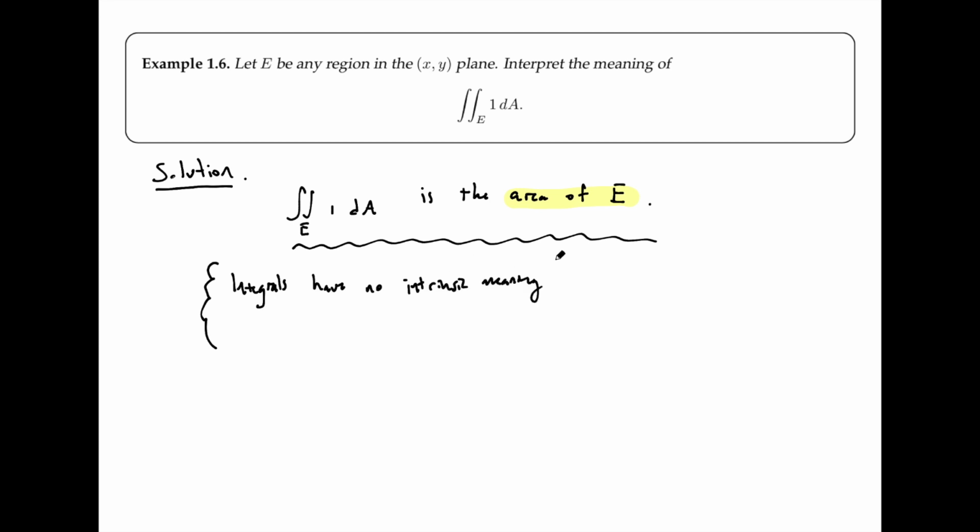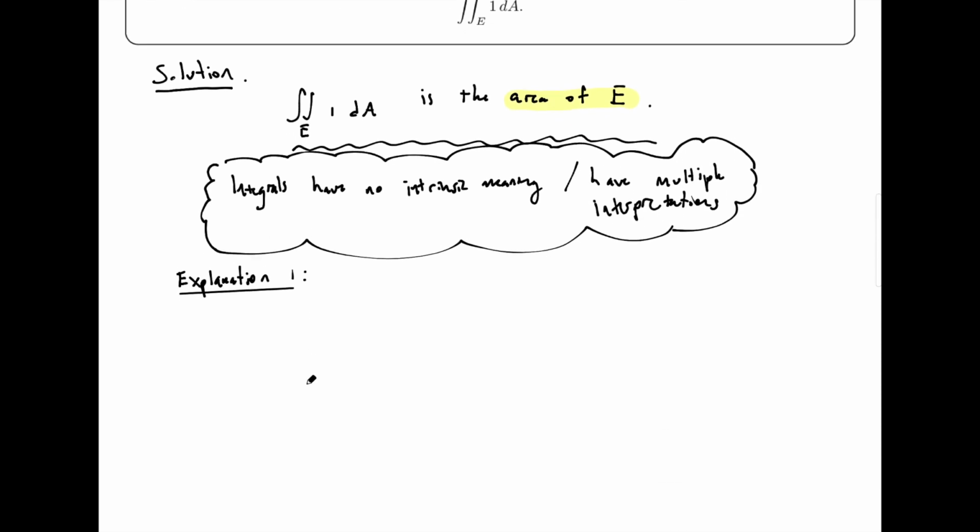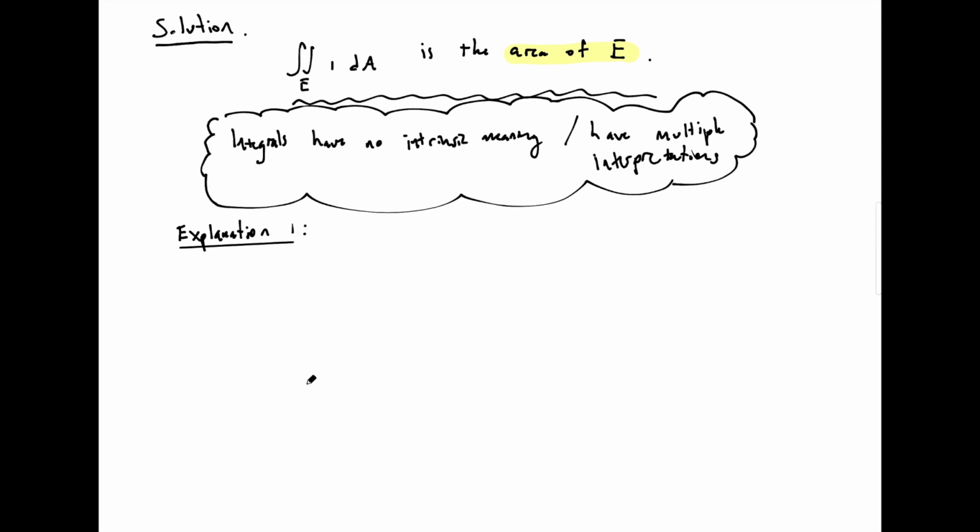An integral is a mathematical abstraction, and it can be interpreted in any number of ways, and this will come up a lot throughout the quarter. Now we can think about one explanation by starting with the volume interpretation. Let me draw a picture really quick.